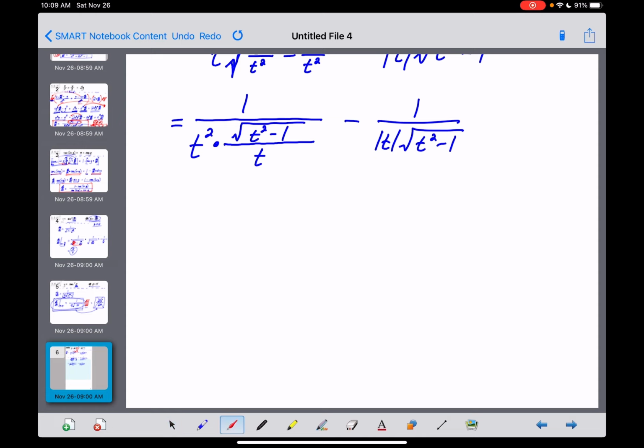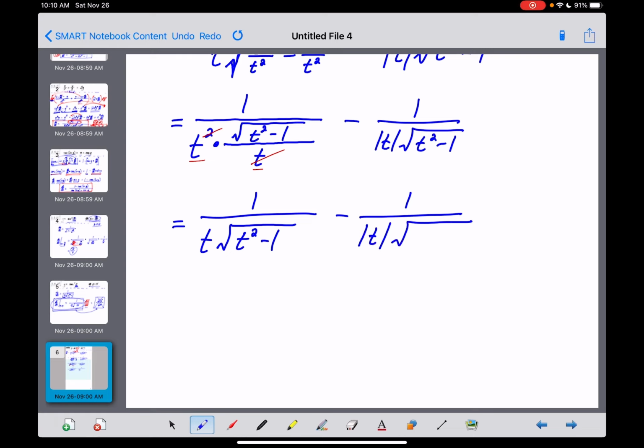Now, if we focus just in the denominator of that first fraction, this t squared out here is getting divided really by this t, so one of those t's is going to cancel out, leaving us with a 1 over. It's basically t squared divided by t, so it's just 1t now, times the square root of t squared minus 1, minus 1 over the absolute value of t times the square root of t squared minus 1.